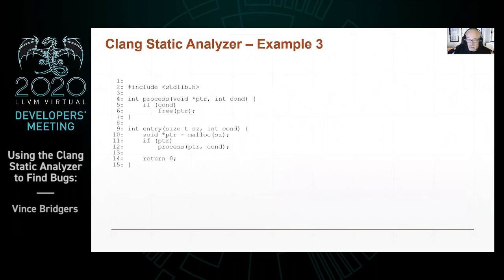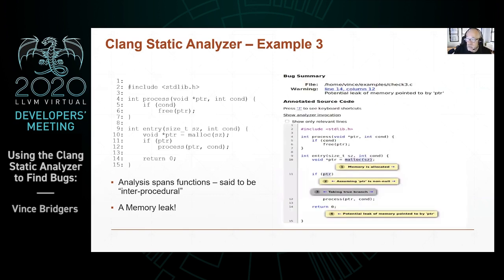So let's look at the next example. This particular analysis spans functions. It's said to be inter-procedural, and this ends up being a memory leak in a particular code path. So the analyzer will tell you specifically what code path this memory leak was found in.